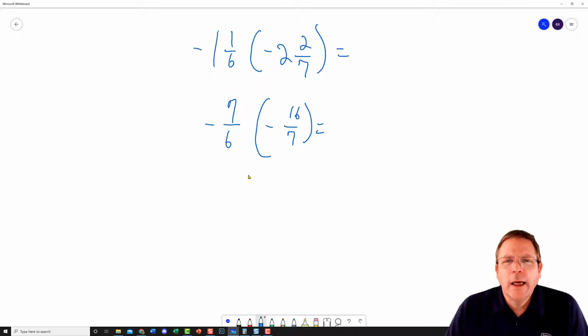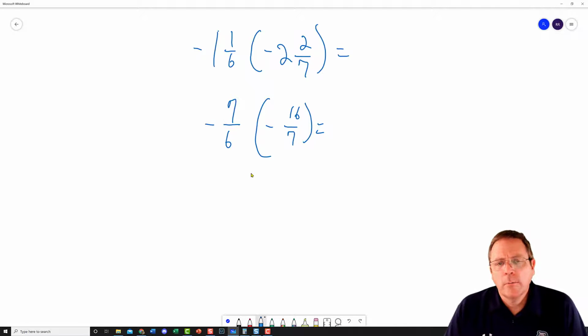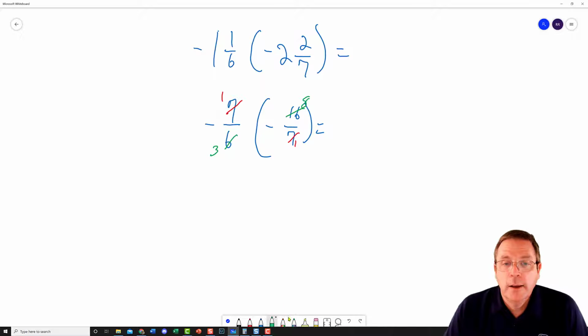Now, I don't really like it with the parentheses there, but we're going to work it that way. From here, we're going to simplify. I can start off by saying that 7 goes into 7 once, and 7 goes into 7 once. I can also say that 2 goes into 6 3 times, and 2 goes into 16 8 times.